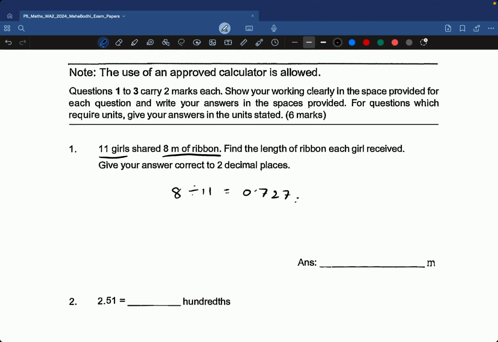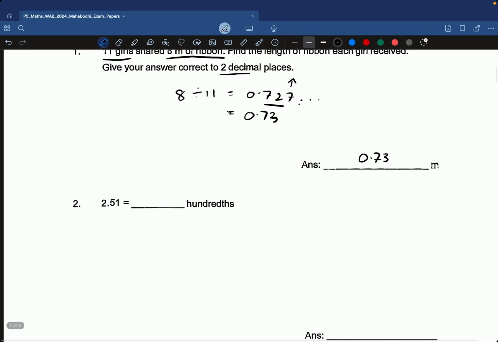0.727 dot. So we need to go to 2 decimal places, which is basically these two numbers. Since the number after is 7, we round up. So the answer is 0.73. Okay, let's move on to the next question.